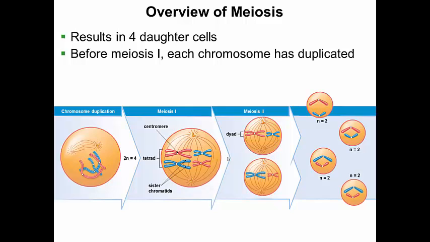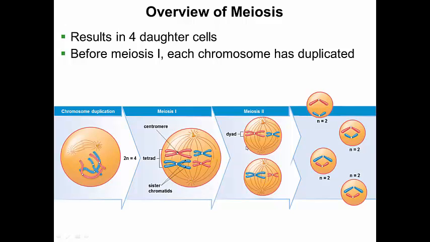Another difference in meiosis from mitosis is that we have 2 steps to the process. Meiosis 1, in which we separate the chromosome pairs, and meiosis 2, in which we separate the sister chromatids. So now in meiosis 2, we have 2 cells, and these cells are haploid.